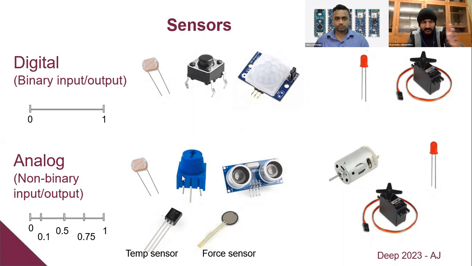In the analog sensors section, you can see we have a potentiometer. We can rotate it and get a value between 0 and 1. Then there are the ultrasonic distance sensor, the temperature sensor and the force sensor. All of these will give you a value between 0 and 1. I think that's the main idea here.